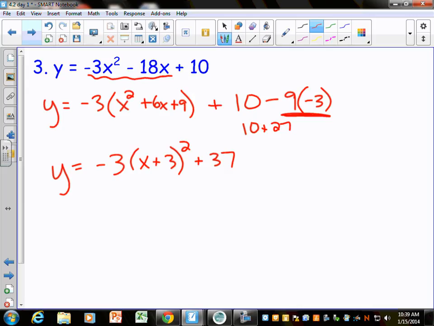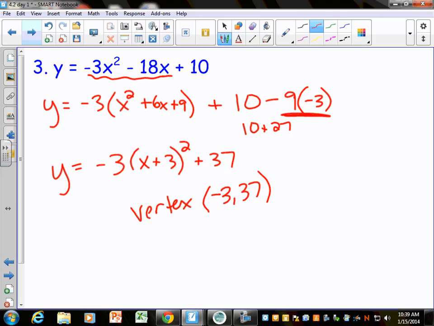So Nathan says he doesn't want to graph this one because the vertex is -3, 37. What does this negative sign tell me? If I was going to graph this, it's opening down. What does this 3 tell me? It's stretched by a factor of 3, which means you don't have to graph this one.